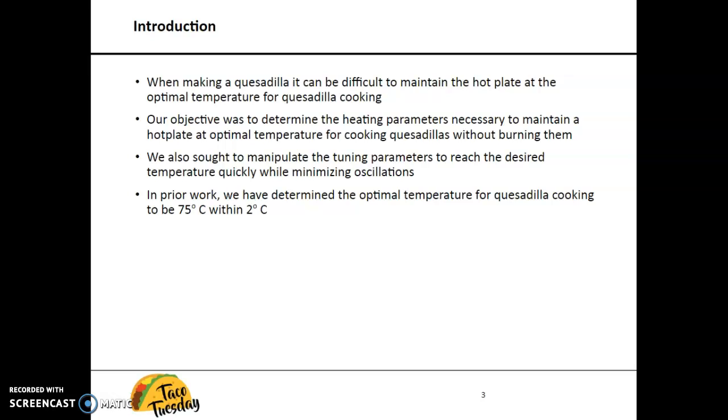So our project is on quesadilla hot plate temperature optimization. And we found that, in our lives, sometimes it's hard to keep your hot plate at the correct temperature to keep the quesadilla cooking without burning it. And so our objective was to determine which heating parameters were necessary to maintain the hot plate at our optimal temperature for cooking quesadillas. In our prior work, we determined that to be 75 degrees Celsius, and with that 75 degrees Celsius, there's about a 2 degree window where we're okay with that error.